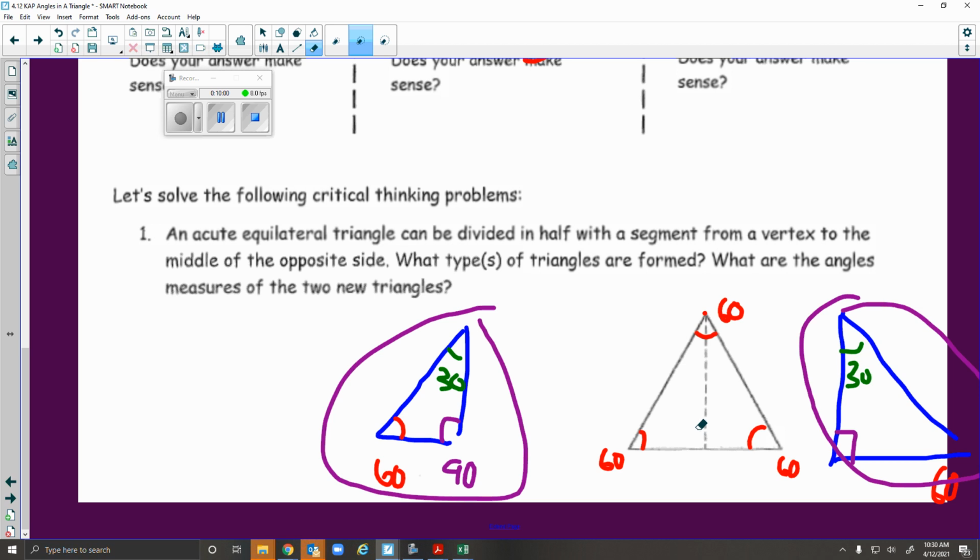And then we'll have to figure out what's right here. Well, if I do 180 minus 30 minus 60, I get exactly 90. We get a right triangle. What are the angle measures of the two new triangles? Well, we've got a 30-degree angle at the top. We've got a 60-degree angle on the bottom, and we've got a 90-degree angle in the bottom corner. So we form two congruent right triangles.